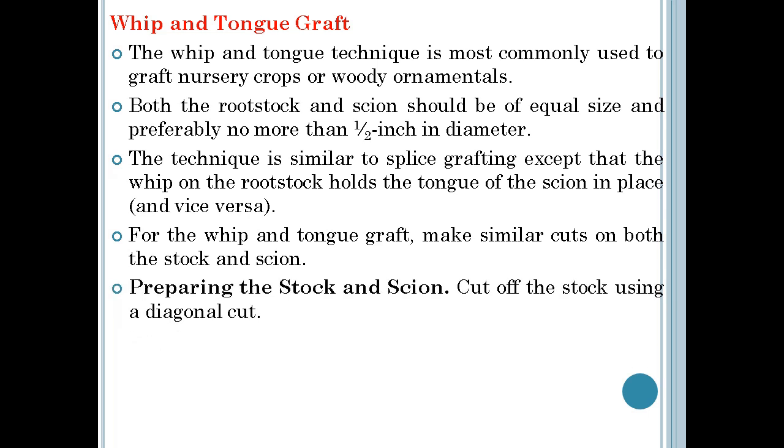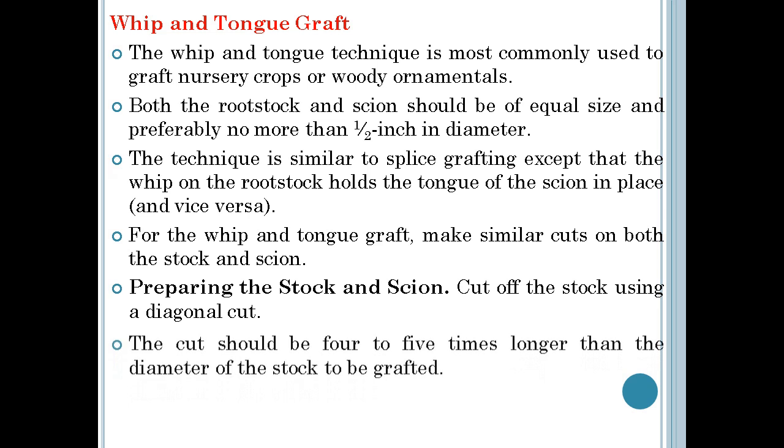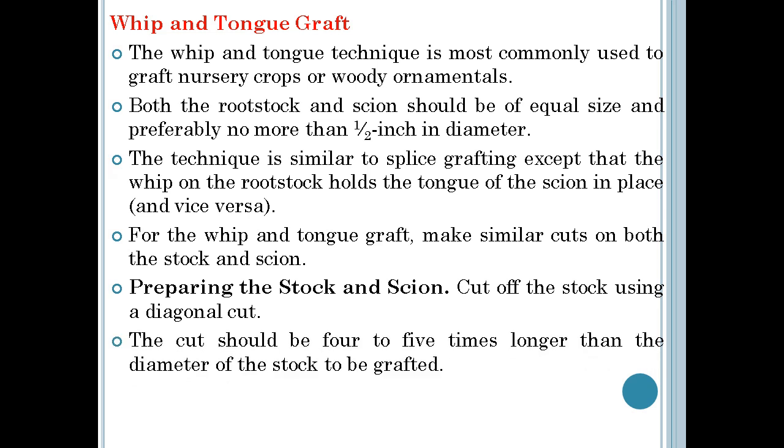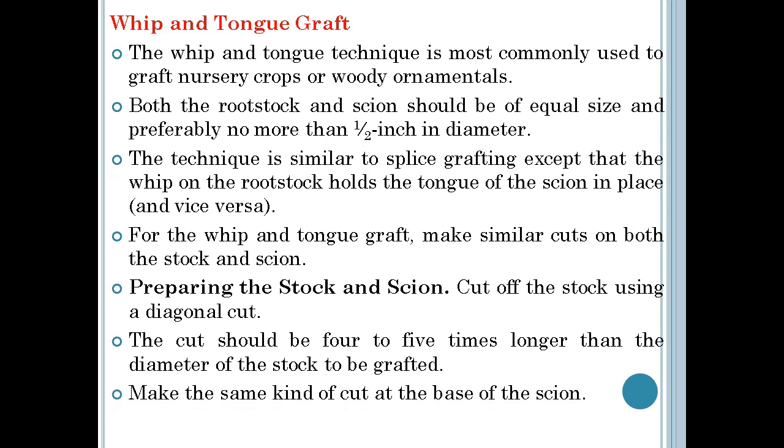For the whip and tongue grafting, make similar cuts on both the stalk and cion. Preparing the stalk and cion. Cut off the stalk using a diagonal cut. The cut should be 4 to 5 times longer than the diameter of the stalk to be grafted. Make the same kind of cut at the base of the cion.